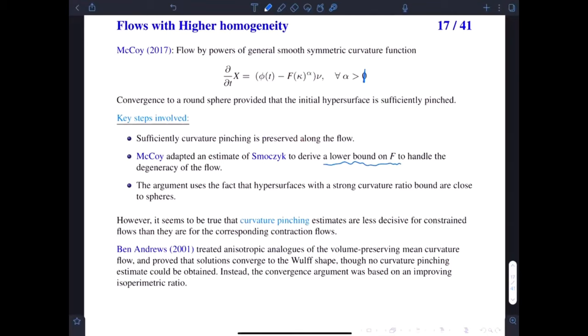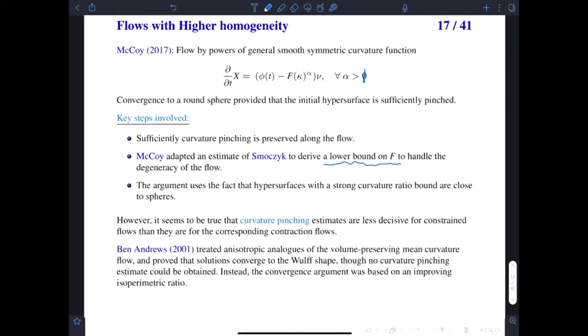in our proof of the theorem. This argument relies on the fact that the hypersurfaces with a strong curvature ratio bound are sufficiently close to the sphere. However, it seems that the curvature pinching estimate is not so important for the volume preserving flow than it is for the corresponding contracting curvature flow.